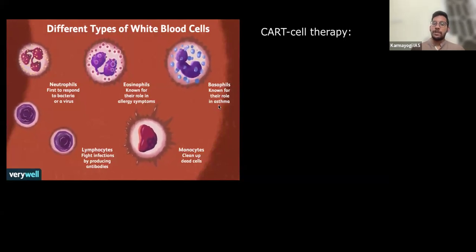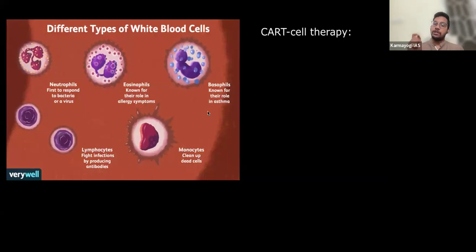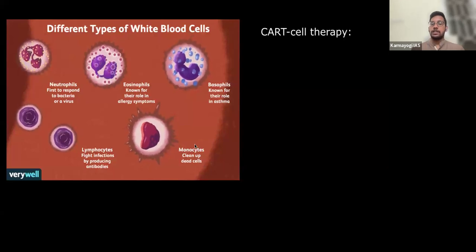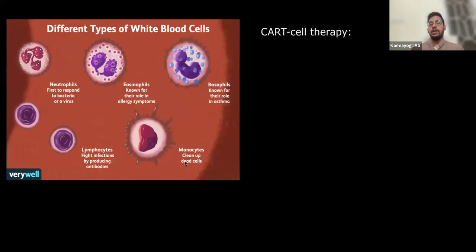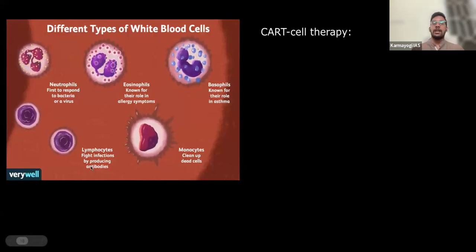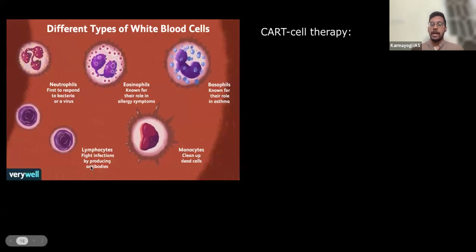And then basophils, one more type, which are known for their role in asthma. Immediately they generate certain symptoms which indicate that there is asthma in the human body. And then finally monocytes: after the T cells release antibodies and destroy the antigens that enter our body, these monocytes clean up all the dead cells and make our human body clean. So these are the different types of white blood cells, and here specifically we are talking about the T cells, which are lymphocytes producing antibodies to fight against the antigens.